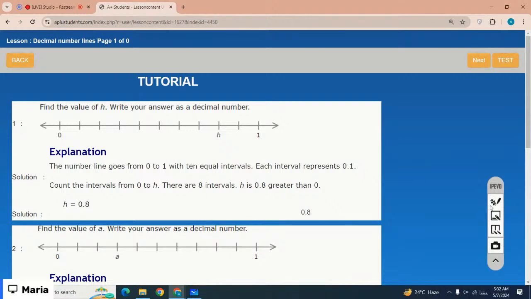Here you have 0 and here you have 1. You have 10 equal intervals between 0 and 1. You can count them: 1, 2, 3, 4, 5, 6, 7, 8, 9, and 10, right? Each interval represents 0.1, right?